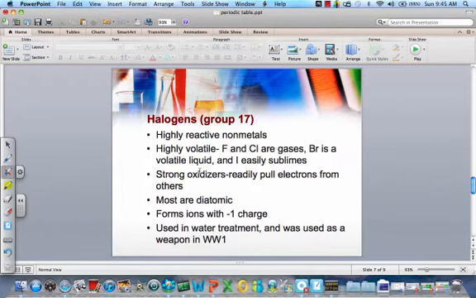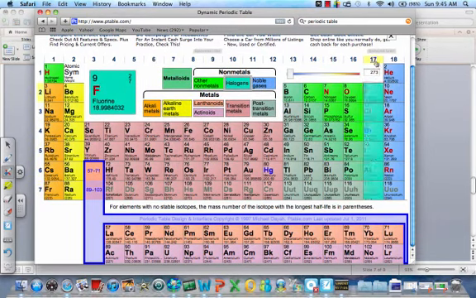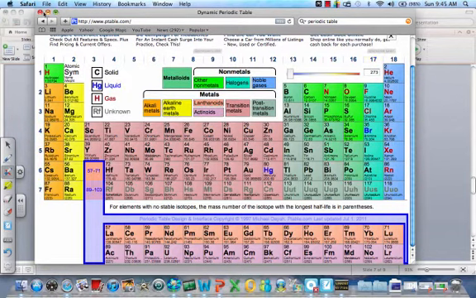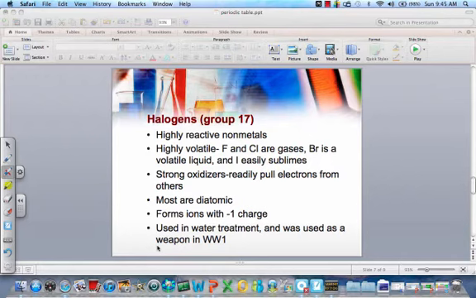All right, so the halogens. The halogens are group 17. It's also group 7A. It depends on what periodic table you're looking at to see how they're numbered. But that's group 7A, so fluorine all the way down. These are highly reactive nonmetals. Okay, so they will react.